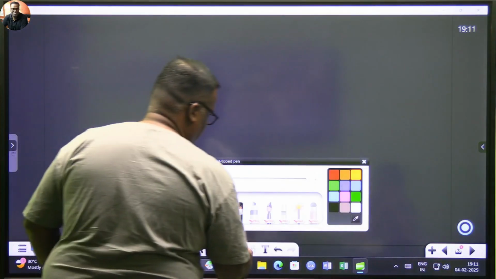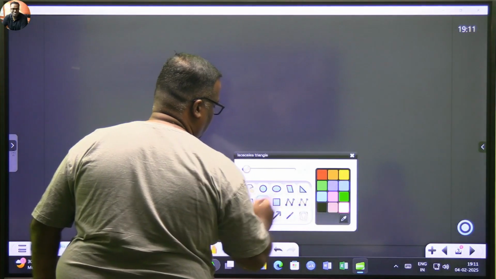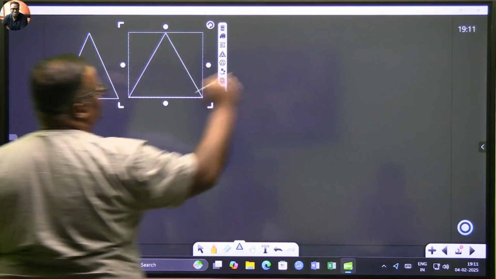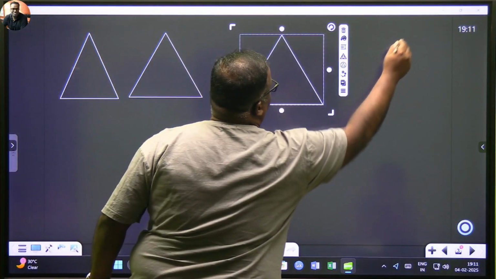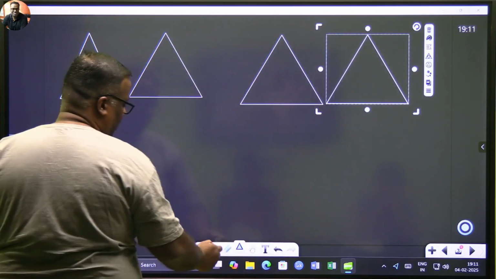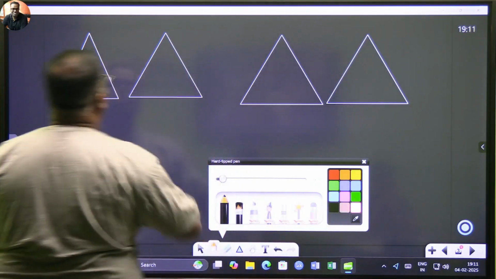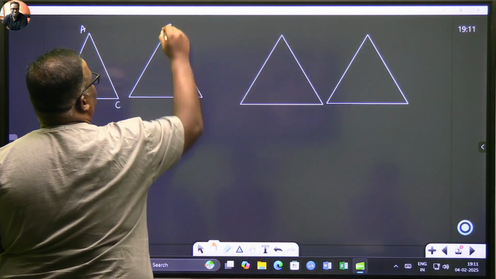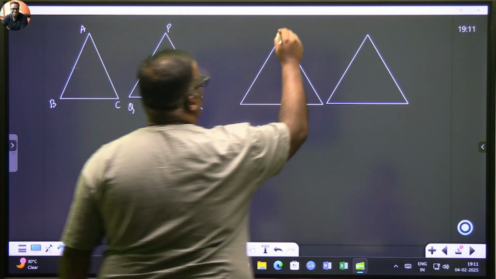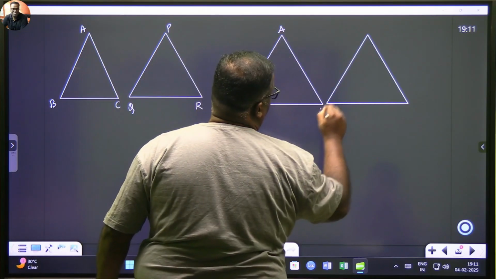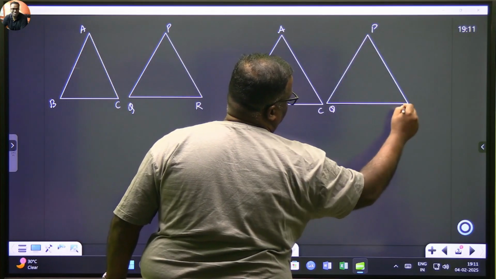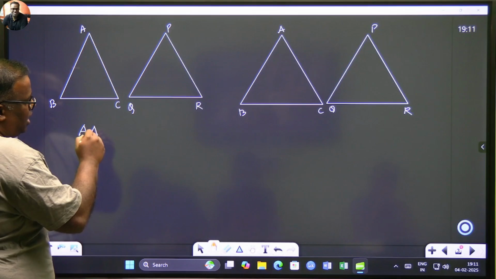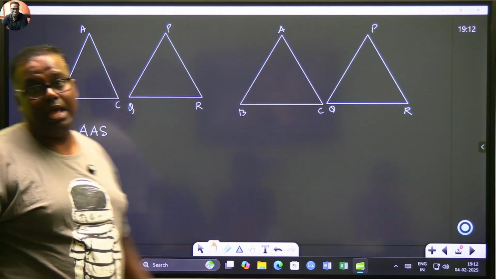Again, two triangles. Okay. This is our final one. So one will be the direct one and the other will be the corollary. Corollary means what you can conclude from the other one. ABC, and PQR. Okay. Next one that we are trying to understand is called AAS. Angle, angle, side.